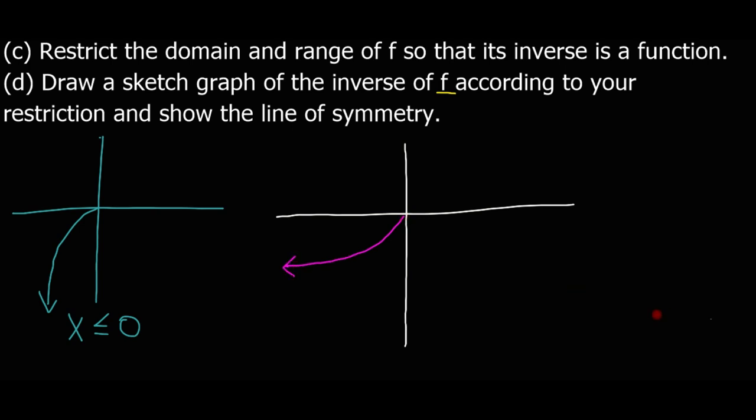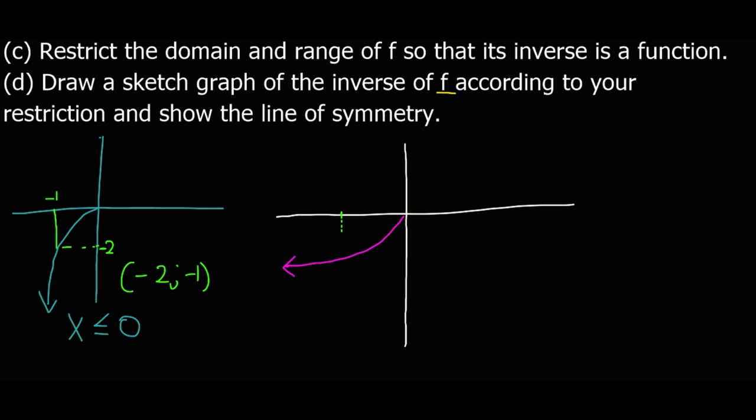Remember our graph is on the negative side, so the inverse will also be on the negative side, because what is important is that for the inverse we interchange the x and y values. Let's say for example this is negative 1 and this is negative 2, then the graph of the inverse will have the point negative 2 and negative 1. So you can see it makes sense, because negative over here and another negative over here.